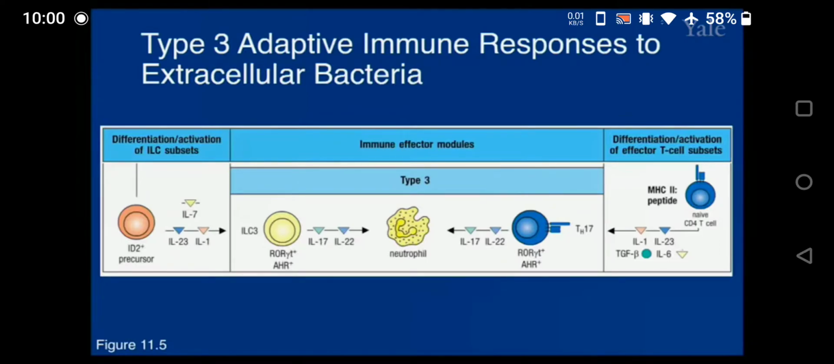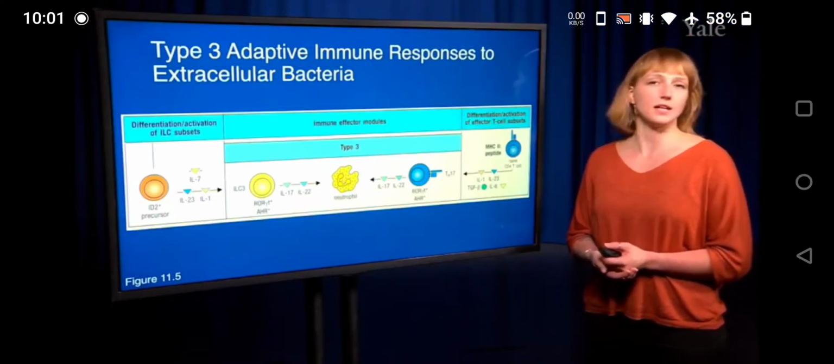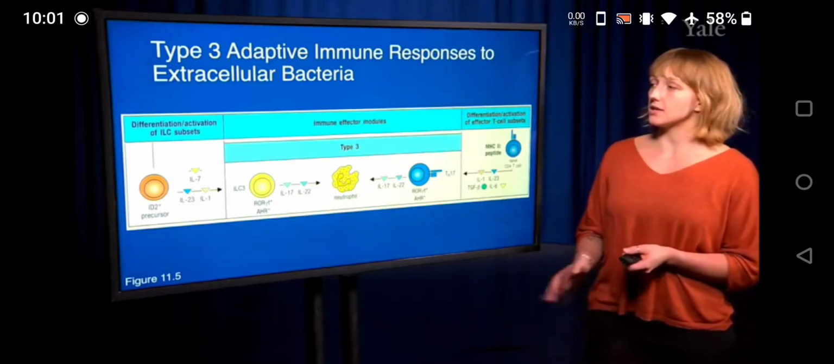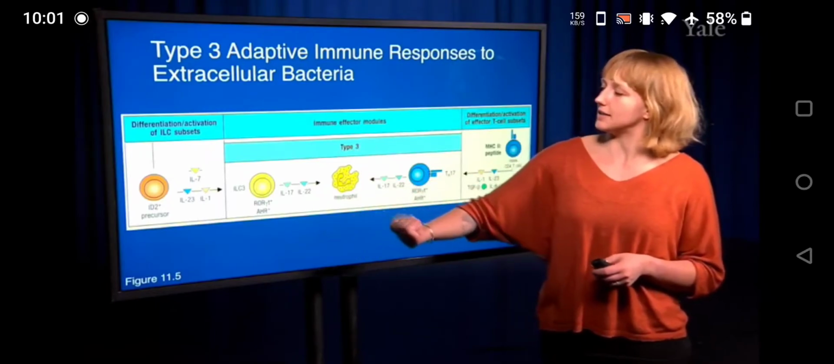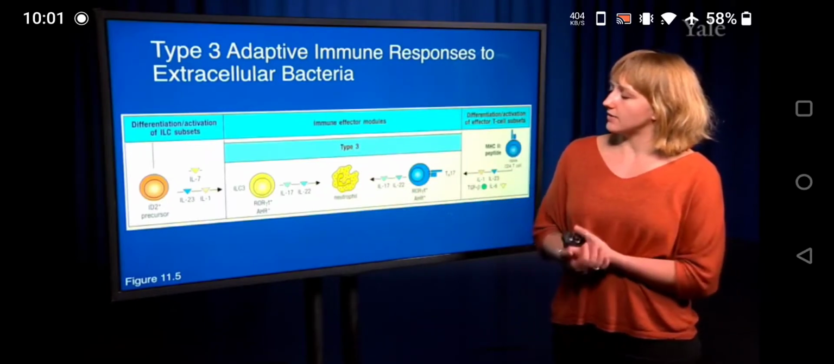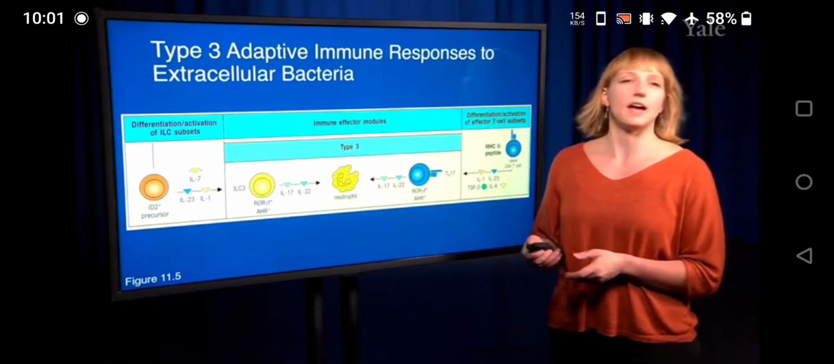Th17 cells are effector cells that are generated from naive CD4 cells, which recognize peptides on MHC class II molecules. These are generated by the presence of IL-1, IL-23, TGF-beta, and IL-6. And as their innate type 3 ILC3s do, Th17 cells will produce IL-17 and IL-22, which will then activate neutrophils.